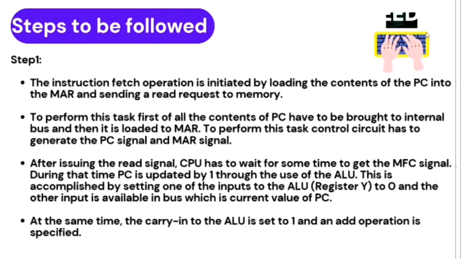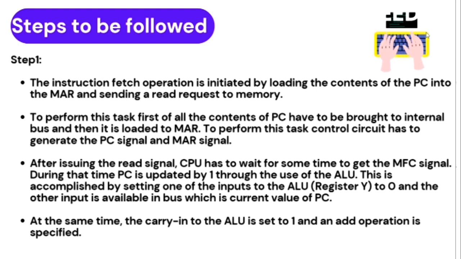Let us understand the steps to be followed. Step 1. The instruction fetch operation is initiated by loading the contents of the PC into the MAR and sending a read request to memory. To perform this task, first of all the contents of PC have to be brought to the internal bus and then loaded into MAR. To perform this task, the control circuit has to generate the PC signal and MAR signal.